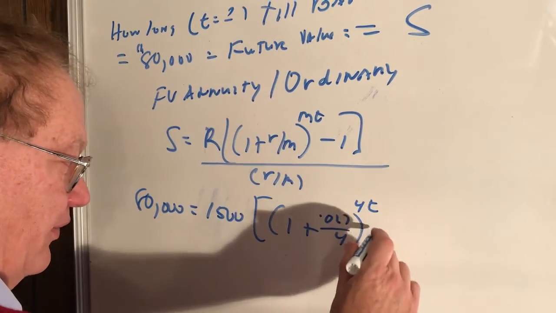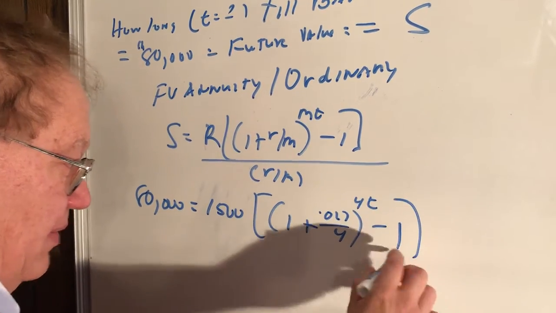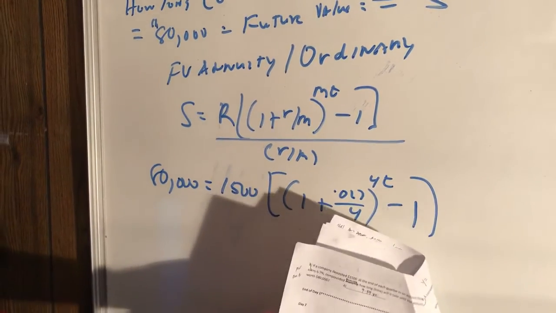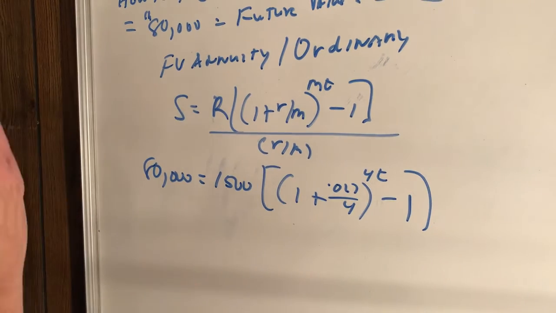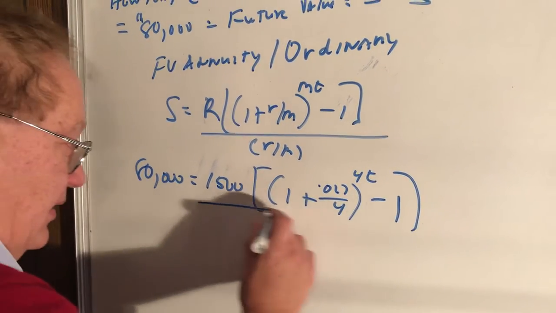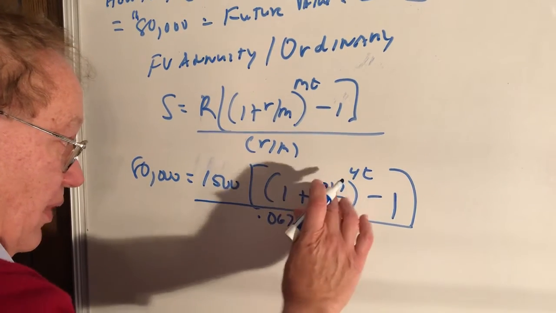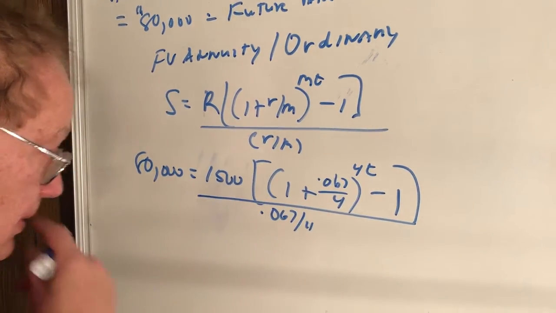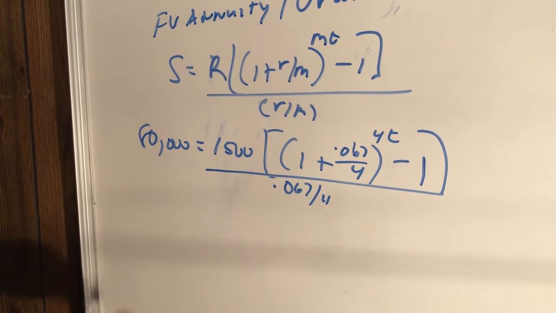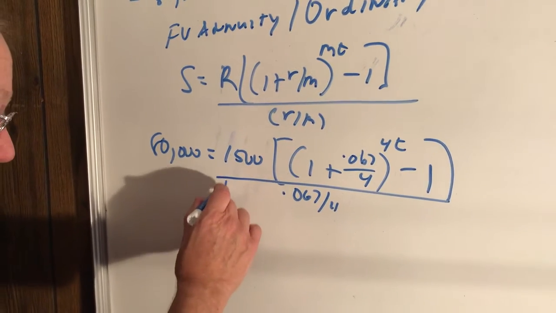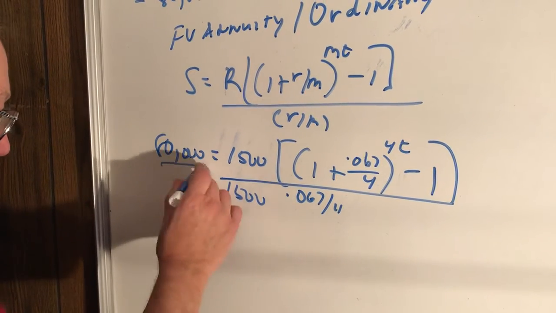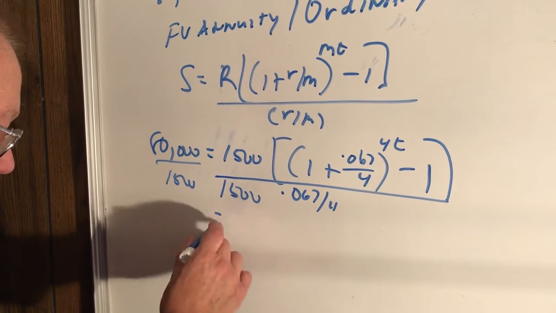I don't know what T is. Minus 1. Don't forget the minus 1. A lot of you forgot the minus 1. That's going to lead to a big number. And it's 0.067 over 4. I'm sorry, that's a 6. All right, so first I'm going to divide both sides by 1,500, just to clean it up a little bit.